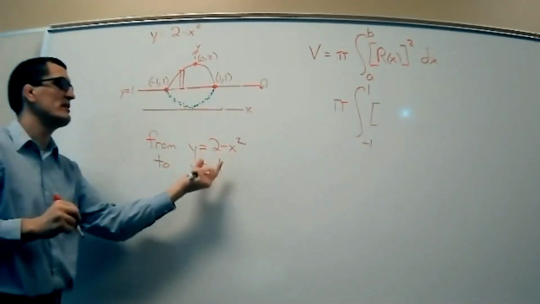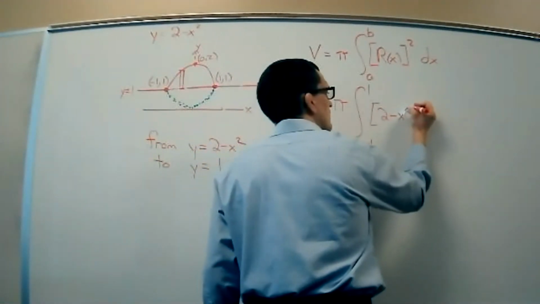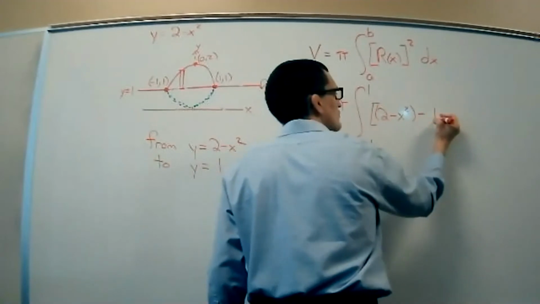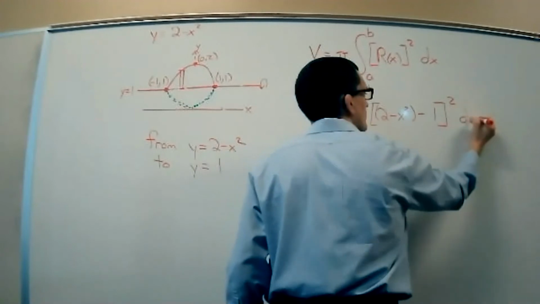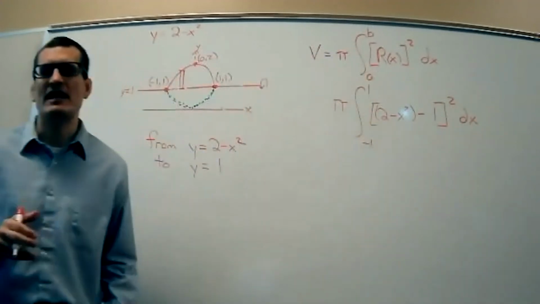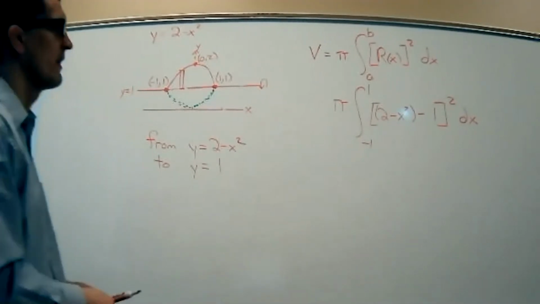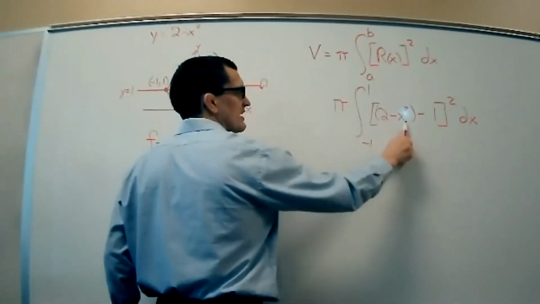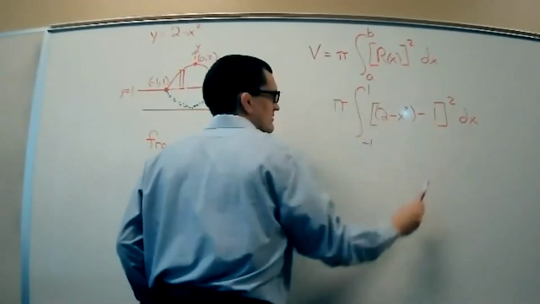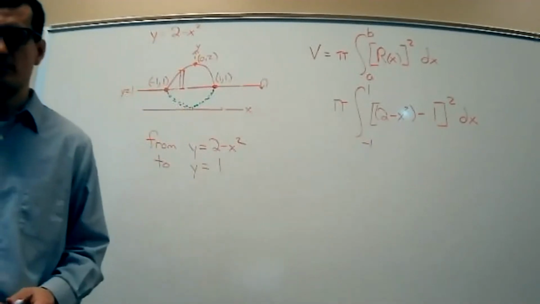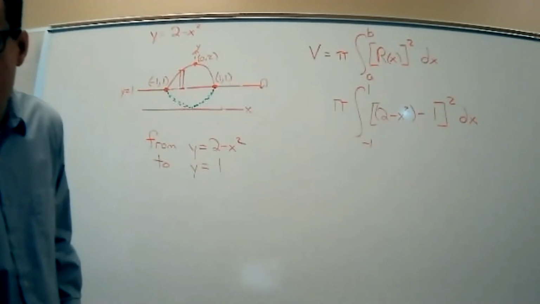So that's what we're going to do. The radius is going to be that difference. 2 minus x squared down to 1, and then you square the whole thing. Be careful how you type that in. It's got a little bit of a glare, but this is 2 minus x squared minus 1, and then the whole thing has to be squared. So be really careful how you type that in.